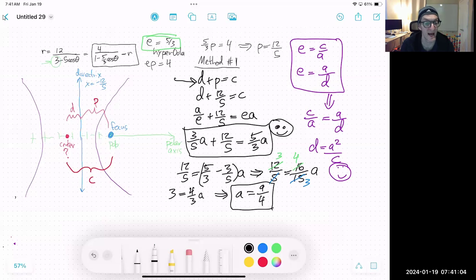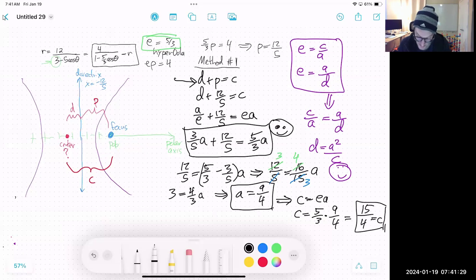And if A is 9/4, that was the secret trick, which now unlocks everything else I could possibly want to know. Because if A is 9/4, then I can figure out what C is, because C is just EA. And so C will therefore be the eccentricity 5/3 times 9/4. So that's just going to be 15/4.